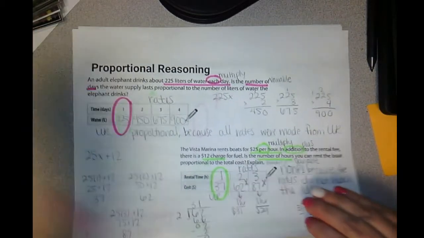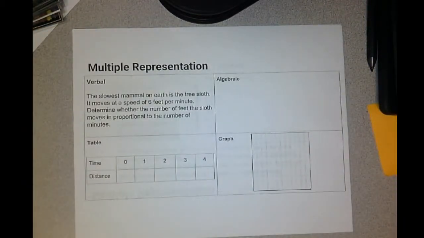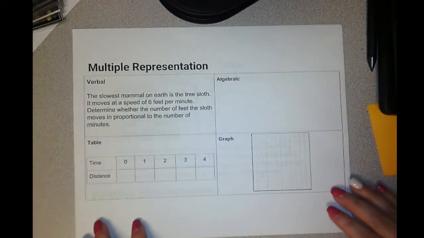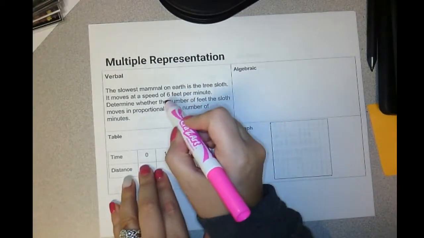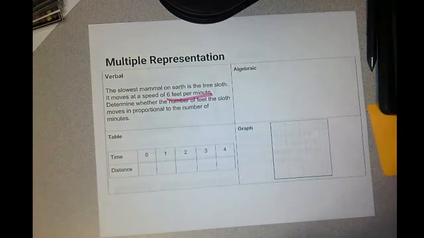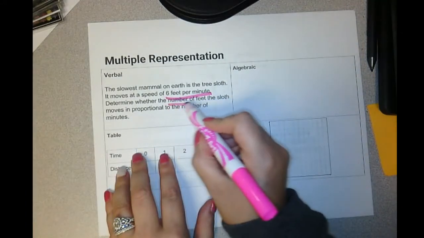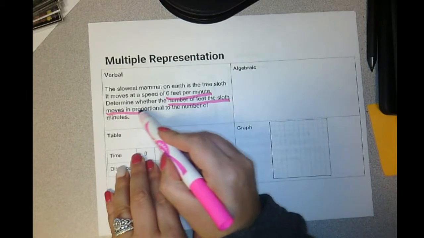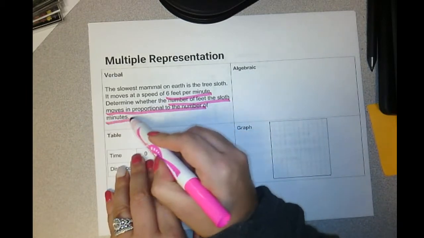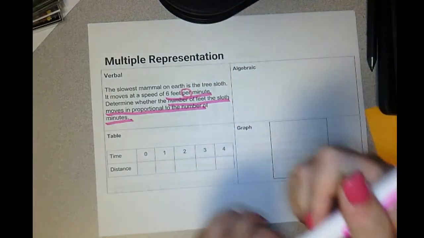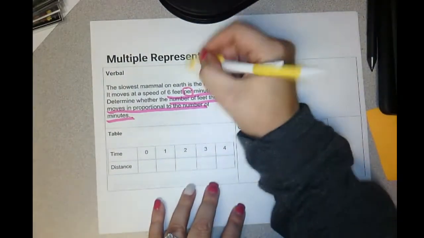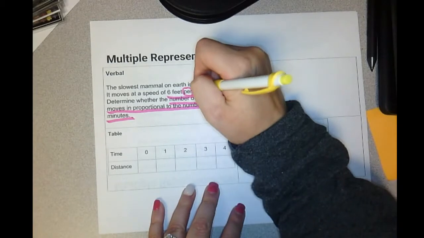Today we're going to talk about how you can use multiple representations to show if relationships are proportional or non-proportional. It says the slowest mammal on Earth is the tree sloth. It moves at a speed of 6 feet per minute. Determine whether the number of feet the sloth moves is proportional to the number of minutes. So my key word is per. That word per tells me that I'm going to multiply.